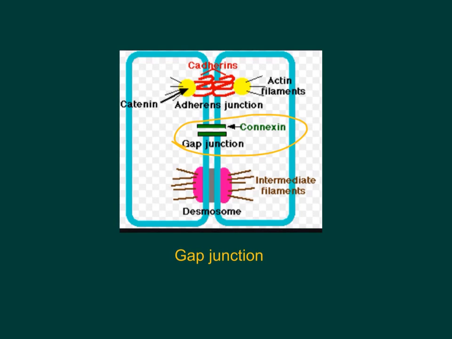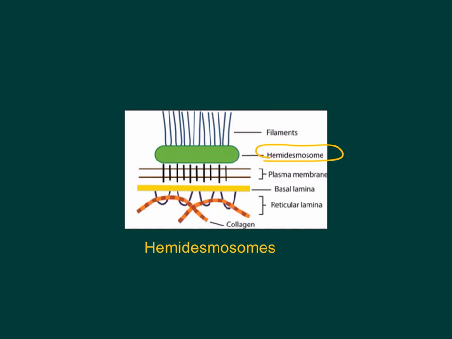Gap junctions link together transmembrane proteins called connexins to form a channel between cells. This functions to allow small intercellular molecules to pass from one cell to another. And the fifth type of cell junction is hemidesmosomes, which use the transmembrane protein integrin to link collagen. Its function is to join an epithelial cell to the basal lamina.